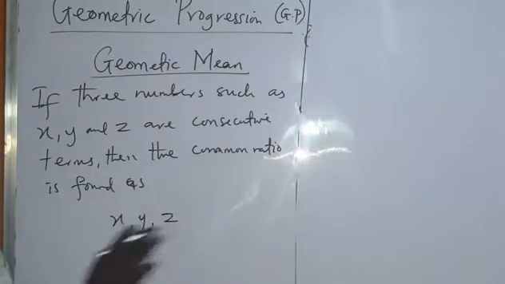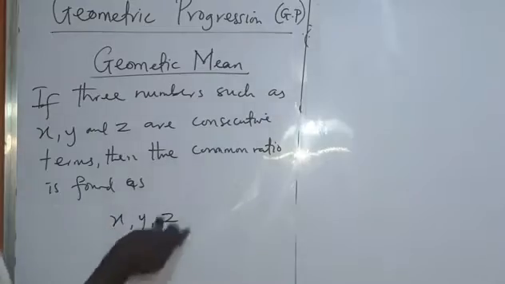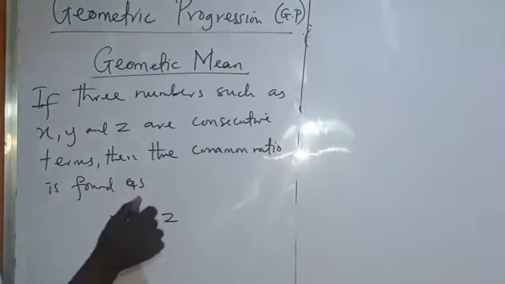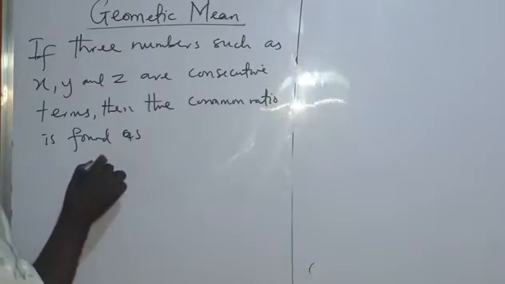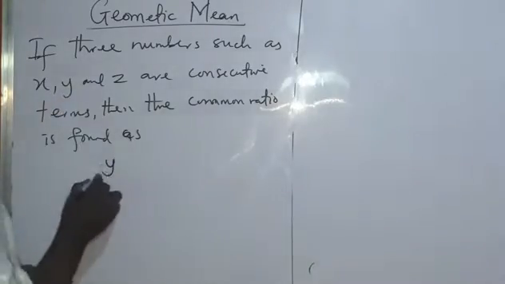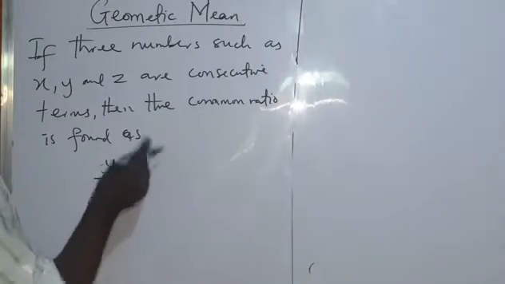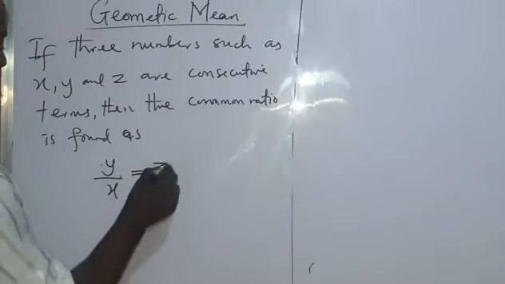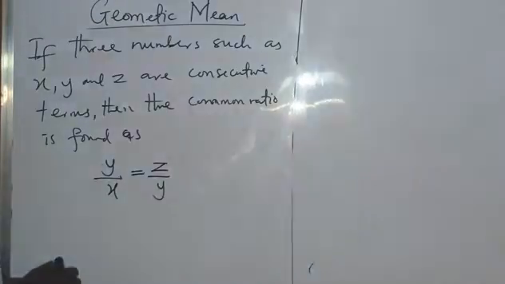We have x, y, z. They are consecutive terms. So the common ratio will be the second term divided by the first term, and the third term divided by the second term. That is found as the second term, which is y, divided by the first term, which is x, equals the third term, which is z, divided by the second term, which is y.